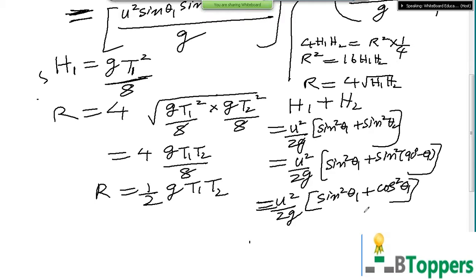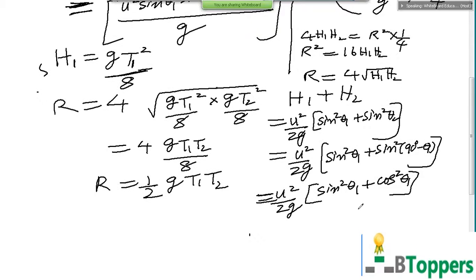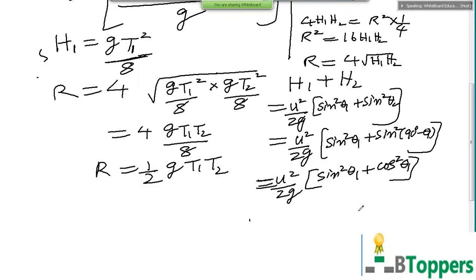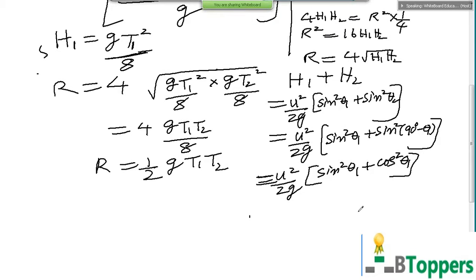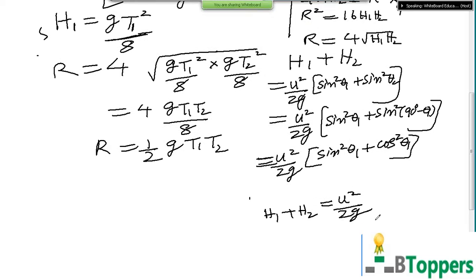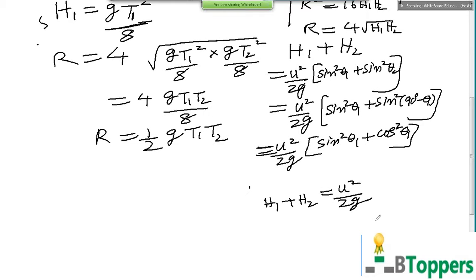Now, as you know from trigonometry, sin square theta plus cos square theta is equal to 1 for any value of theta. So sin square theta 1 plus cos square theta 1 will be equal to 1. Therefore, the sum of the maximum heights reached by the two projectiles for the two complementary angles of projection, where you have the same range R, is given by h1 plus h2 equal to u square by 2g.